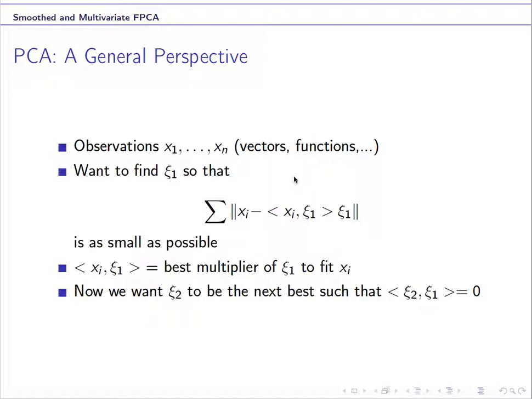It basically causes trouble when you try to interpret the FPCs. Generally, I find a smoother FPC gives me an easier interpretation, and also in terms of prediction, it will be more stable, okay? So today we will learn how to control the smoothness of the functional principal component.